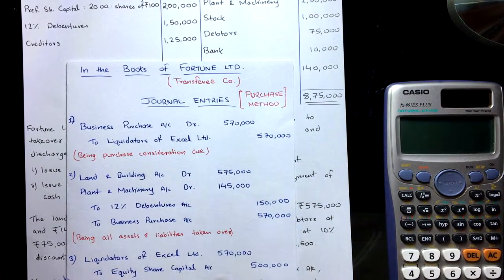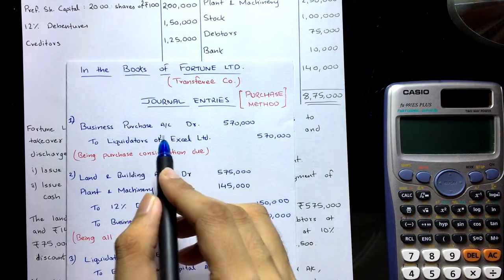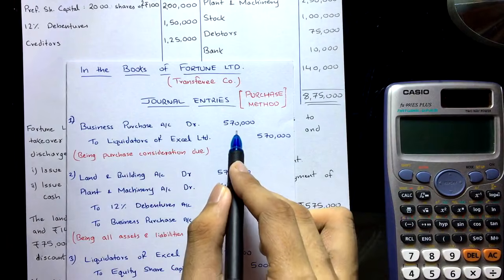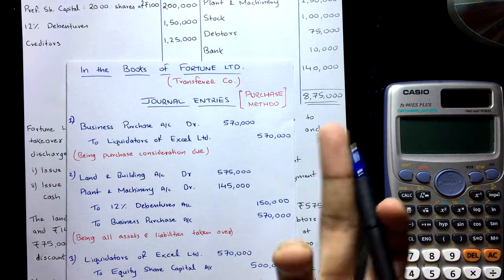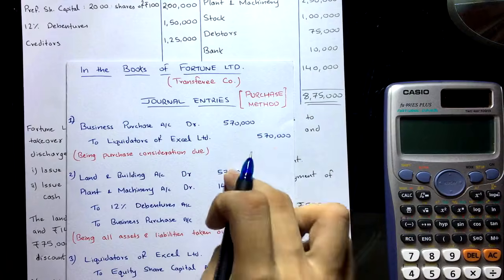What is happening in the second entry? We are showing what we have purchased. In the first entry, we have shown that we have purchased the business for 5,70,000. But what does that business comprise of? It comprises of assets and liabilities.